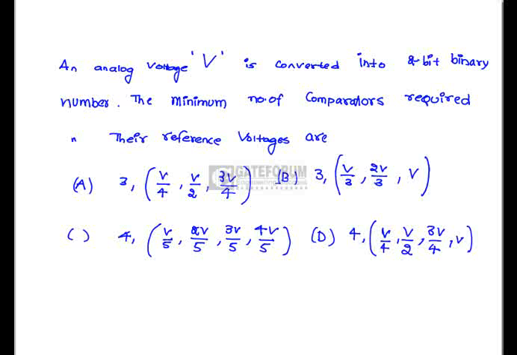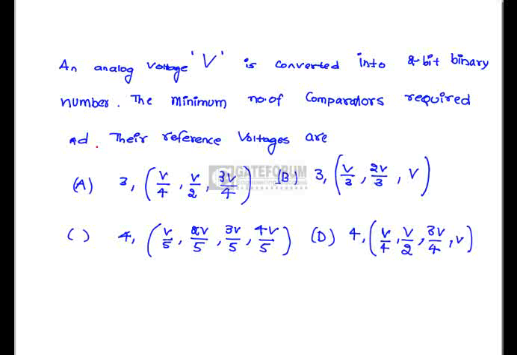Question is, an analog voltage is converted into a 2-bit binary number. So the minimum number of comparators required and their reference voltages are: option A, V by 4, V by 2, 3V by 4; option B, V by 3, 2V by 3; option C, V by 5, 2V by 5, 3V by 5, 4V by 5; option D, V by 4, V by 2, 3V by 4, V.